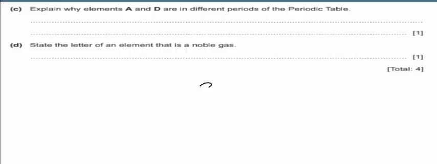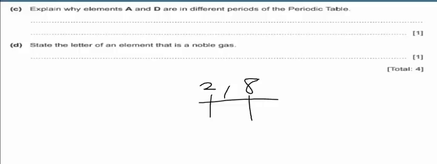So suppose you have 2,8. This element is found in which period? It is found in period 2. If you want to know the period, just count the number of shells. So we can just say shell 1, shell 2. So this one is found in period 2. The number of shells that an element has determines the period in which an element belongs.